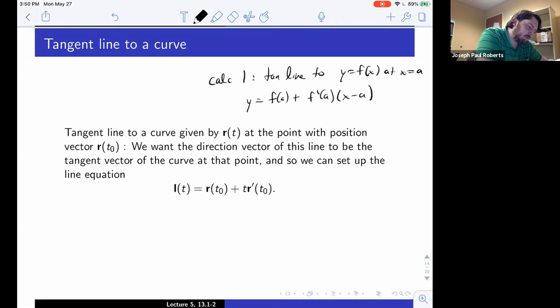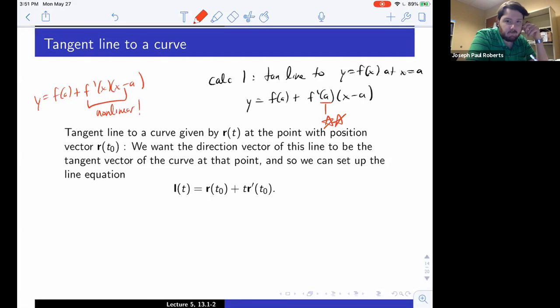And so this is the number one mistake you want to make sure you don't make, is forgetting to plug in for a number. If I left it as y equals f of a plus f prime of x times x minus a, if I leave an x there, then this is non-linear. If I have x appearing in f prime times this x here, that's not going to give me the equation of a line, and it turns out that it's not tangent either. So if you forget to plug in a number to the derivative, you're 0 for 2. You're not getting a line, you're not getting something tangent.